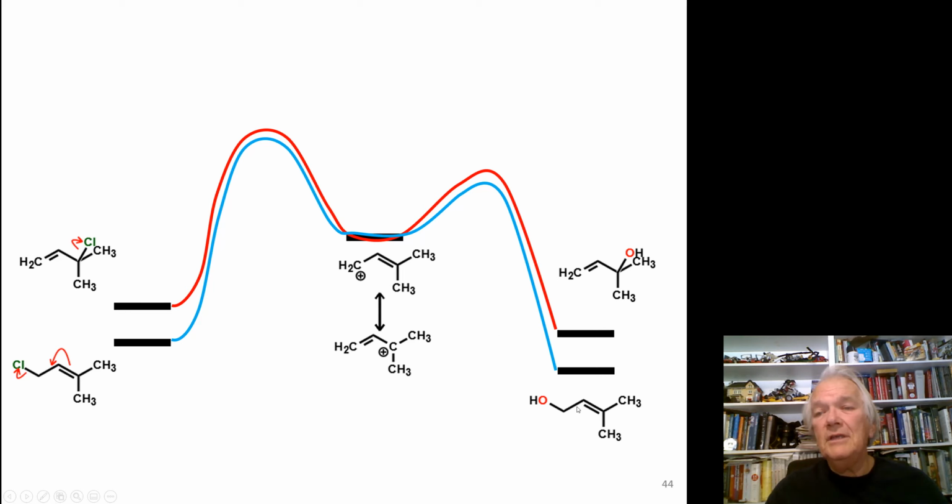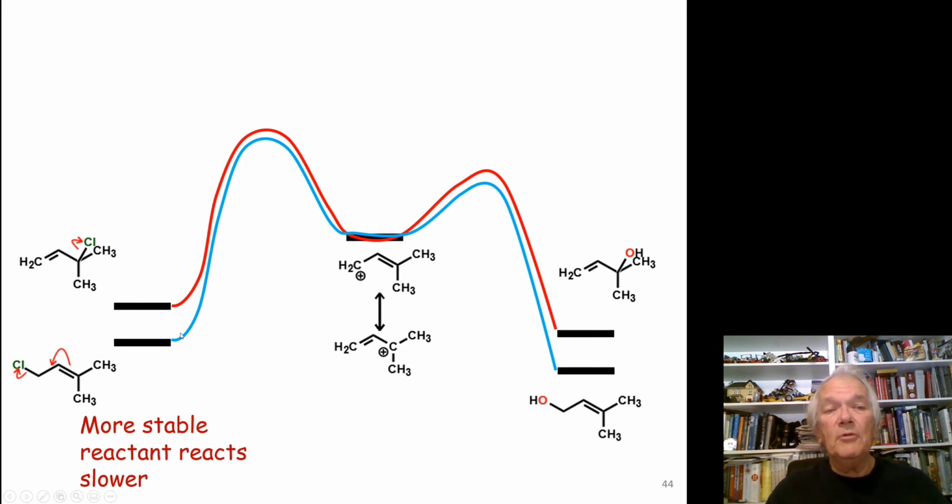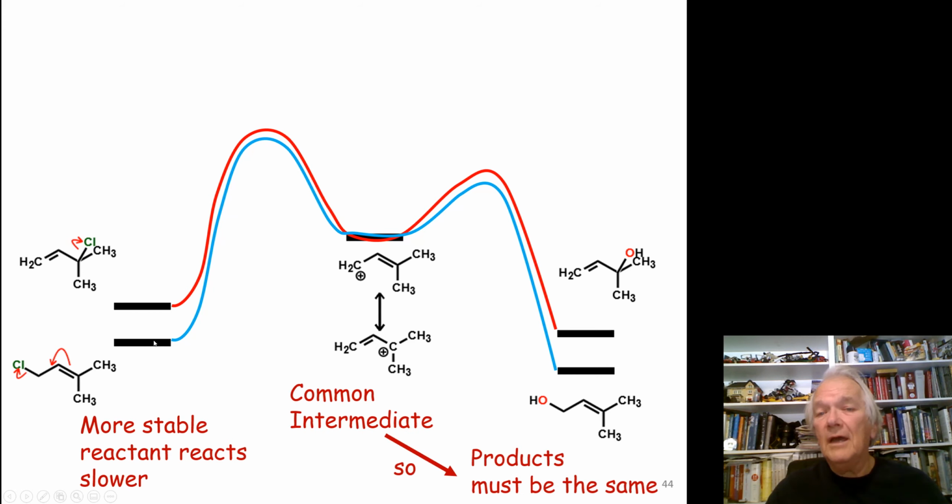And the energy of the more substituted double bond is lower than that of the less substituted bonds. Now these things aren't to scale; they're just made up spacings. But they'll show you what's going on. Once you have a common intermediate, your product mix isn't going to depend on where you started from. So that's kind of interesting. These allylic solvolysis reactions really are different than you'd normally expect. The more stable reactant reacts slower. Common intermediate, products must be the same.